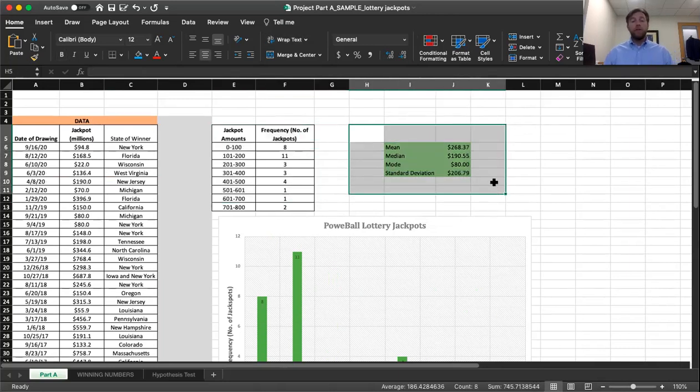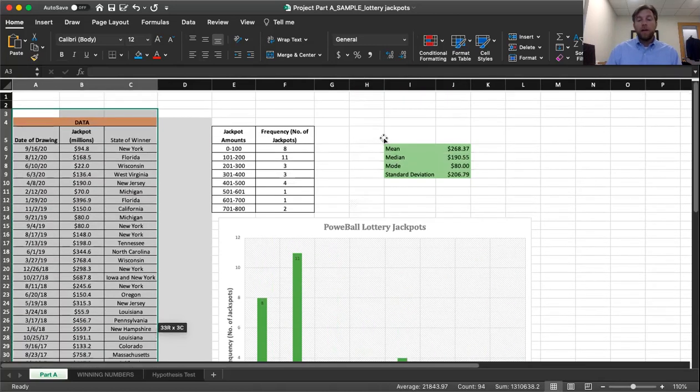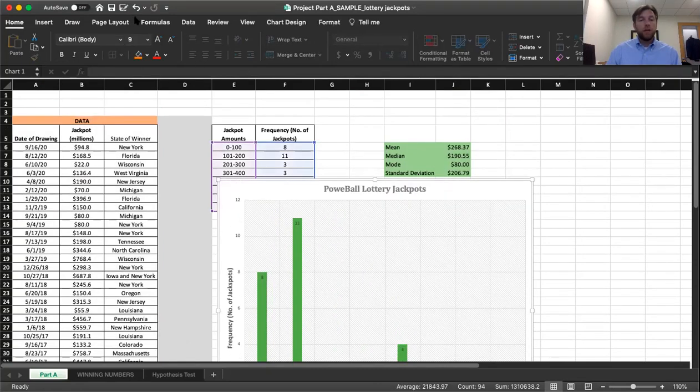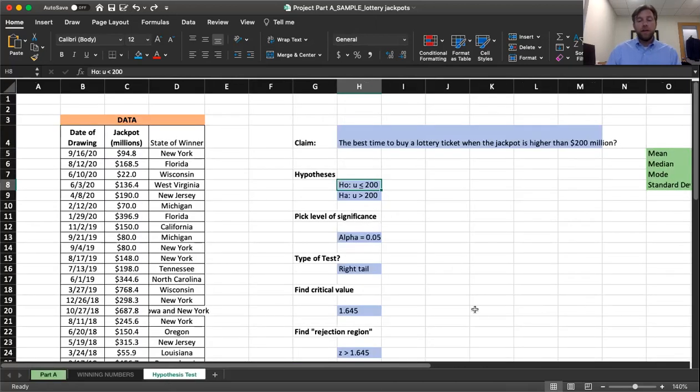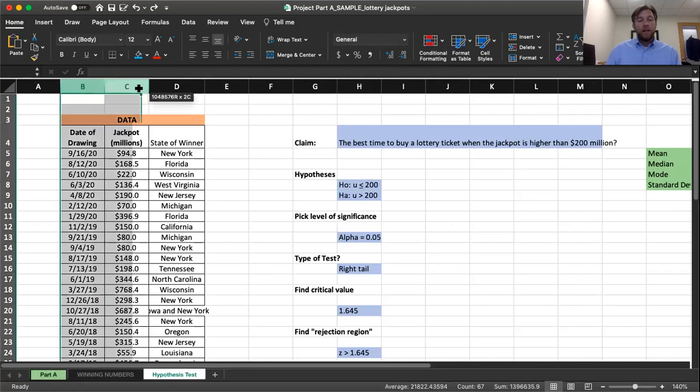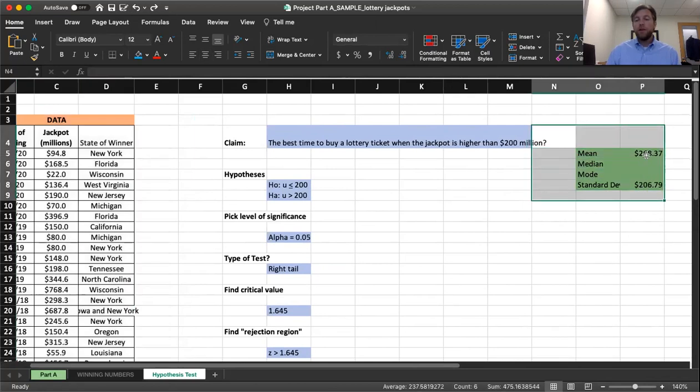Okay, so what I want to do now is take all this information and translate it over into a hypothesis test. So what I'll need is I'm going to copy my data here, and I'm going to copy this as well, my descriptive statistics. So I'm going to go over to a new page. Okay, and here it is. So I have my data right here, just copied and pasted, and I brought over my descriptive statistics. Specifically, you'll notice I brought over the mean and the standard deviation.